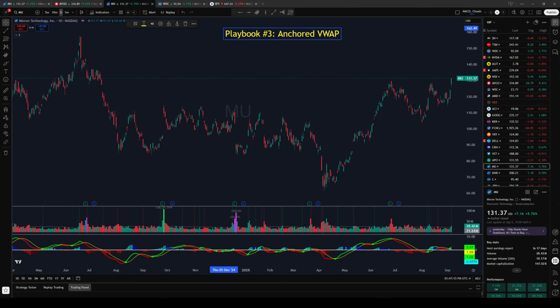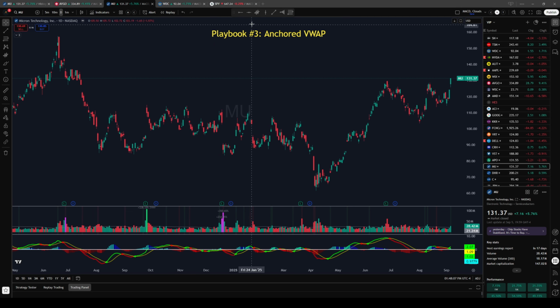My favorite way to use VWAP is using an anchored VWAP. Anchored VWAP lets you say, show me the average price weighted by volume since a specific event. The event is your anchor: a major high, a capitulation low, an earnings gap, a Fed day, whatever defined that day or that big move lets you put that as the anchor. Let's use Micron for an example.